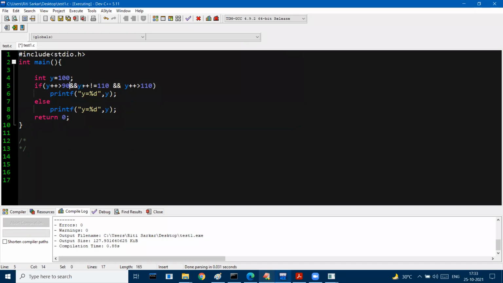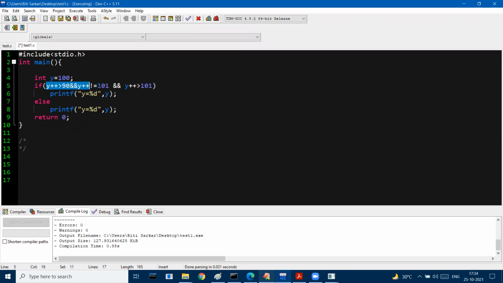What value of Y this time will be considered? When it left the first part, Y value has incremented. Let me make it 101. So when Y reaches here, the value of Y already becomes 101. Why? Because this post increment has been performed. Before leaving that part, post increment has been performed and Y value has become 101. Now this 101 is checked against this 101.